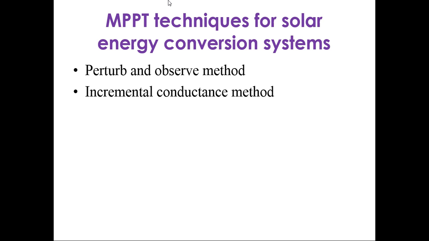For MPPT techniques for solar energy conversion systems, particularly PV, two techniques are well known across the globe. The first is perturb and observe. Perturb means the interruption and observe means the effect of interruption. It is known as the P and O technique. The second is the incremental conductance technique, also known as the INC technique.